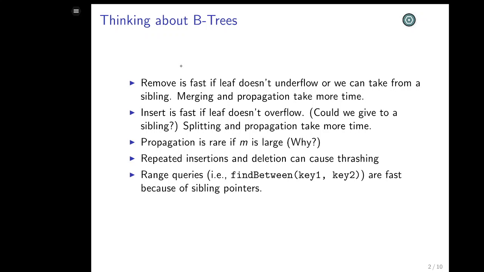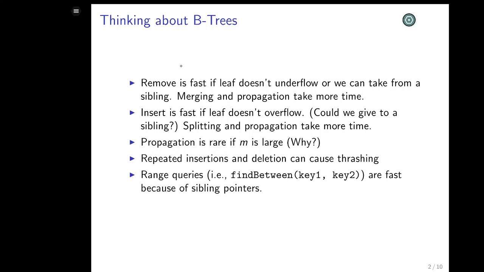There is some question about whether, if I insert and then delete and insert and delete, I cause thrashing, meaning the structure changes. I inserted something and it caused a bunch of splits, and then I remove the thing that caused all those splits and it causes a bunch of merges. And then I insert it again and it causes a bunch of splits. So that's a possibility in these trees. But typically you can get over that possibility because there's enough flexibility in the sibling sharing.